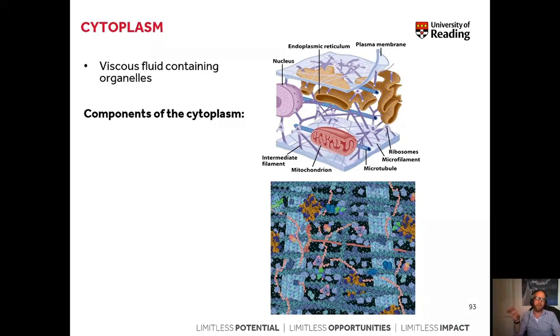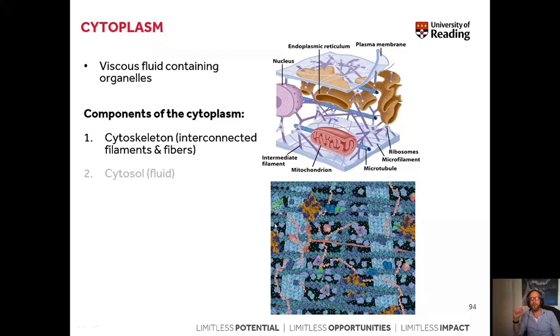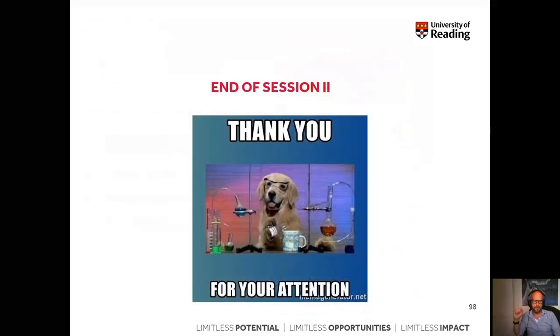So what are the components of the cytoplasm? We have the cytoskeleton, as I mentioned before. We have the cytosol, which is the fluid component of the cytoplasm. We have the organelles and storage substances.